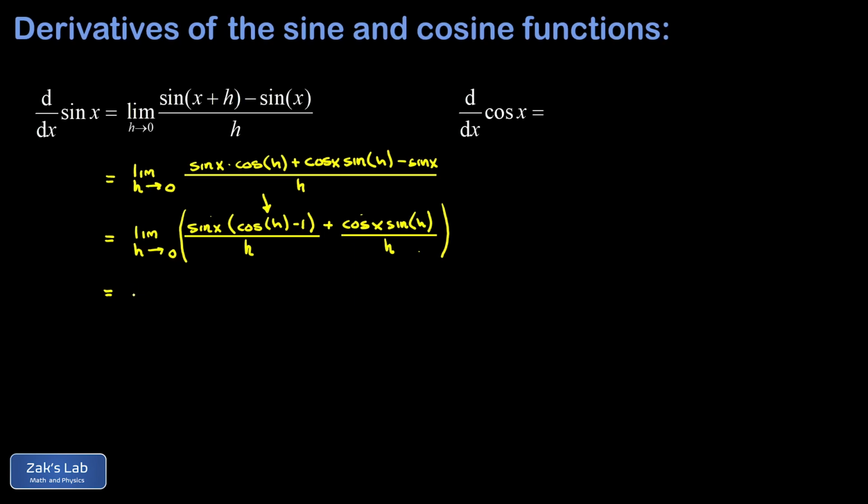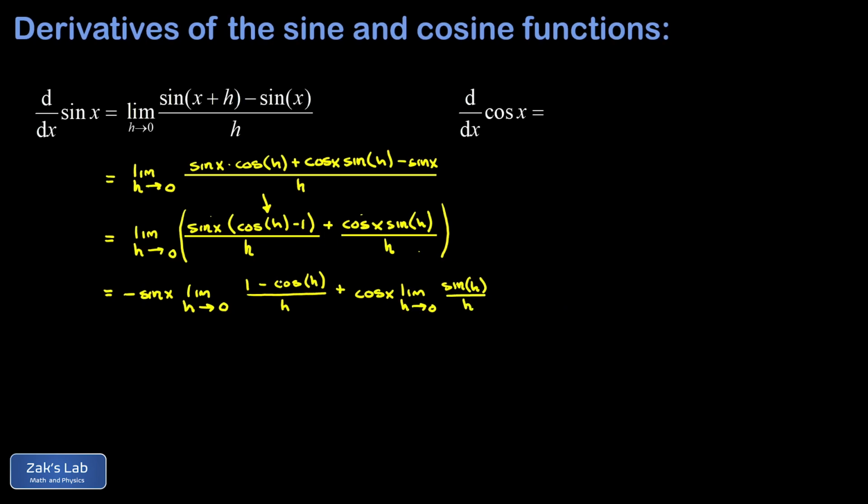And I'm going to factor a negative sine x out of the first term. So we're getting the sine x out of there because it's a constant, but we're pulling a negative 1 out also because we want to reverse the order of that difference. So in our first term, we've highlighted one of our special limits. And the second term here is a little bit simpler. I can just pull out the cosine x, and then I'm left with the limit as h goes to 0 of sine h over h, and that's our other special limit.